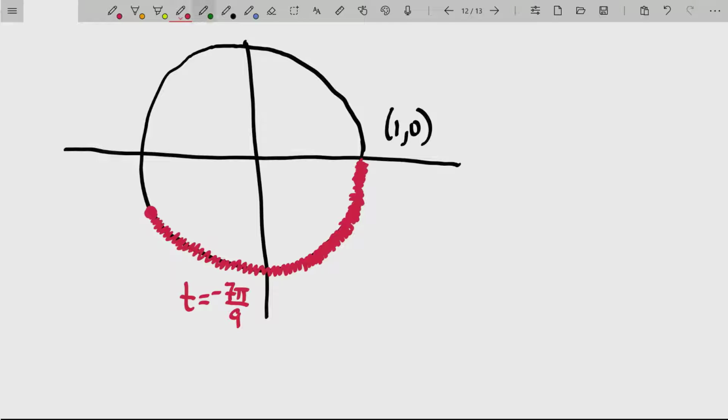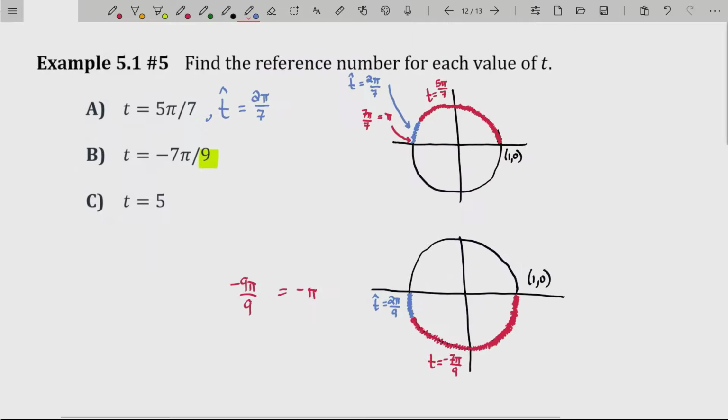The remaining distance I should have gone, if I wanted to land at the x-axis the fastest, would be our t hat, our reference number, which is a distance of 2 pi over 9, which, by the way, brings up a very important point. So let me label this first. T hat is 2 pi over 9.